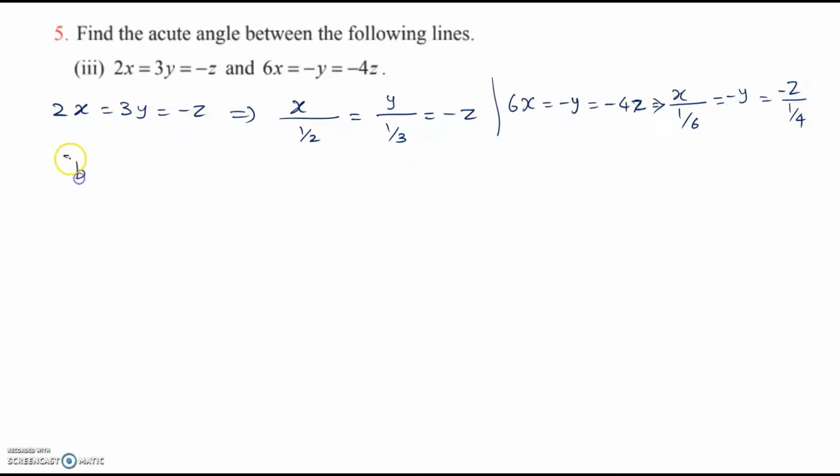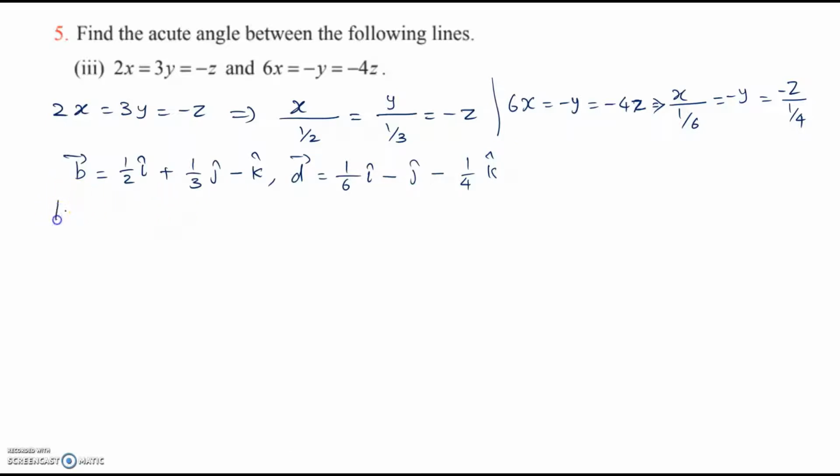Therefore, our vector b here would be equal to 1 by 2 i cap plus 1 by 3 j cap minus k cap. And our vector d will be equal to 1 by 6 i cap minus j cap minus 1 by 4 k cap.